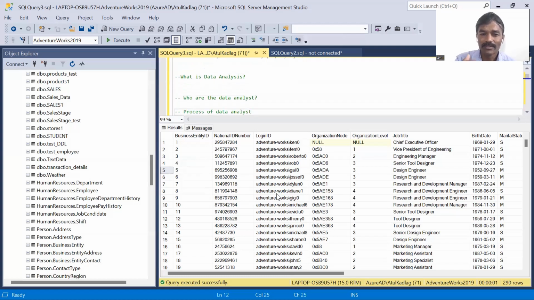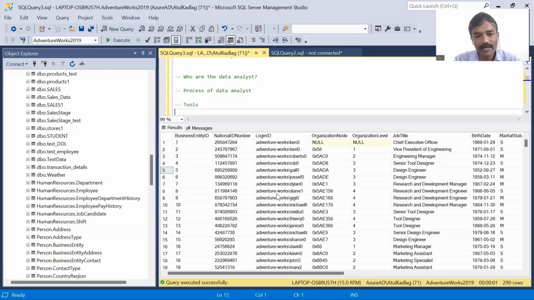And who are the data analysts? A data analyst is someone who performs the analysis work. They can use different tools and take the raw data from the system and then try to understand what different insights we can get out of that data. That is what data analysts do.